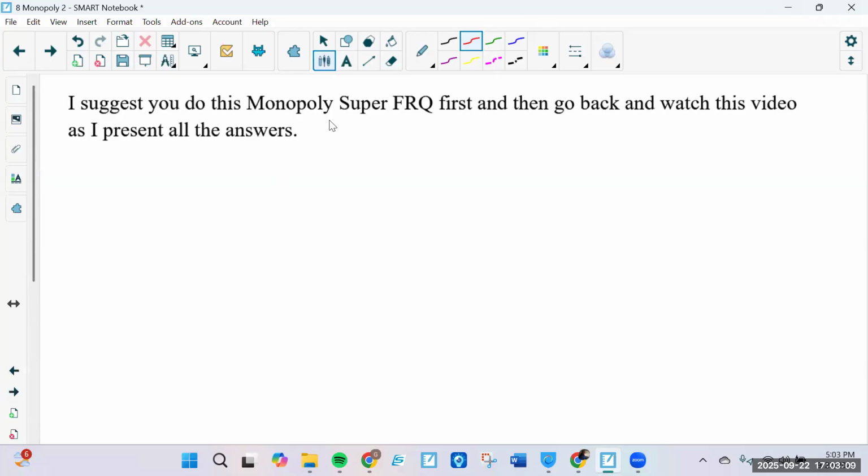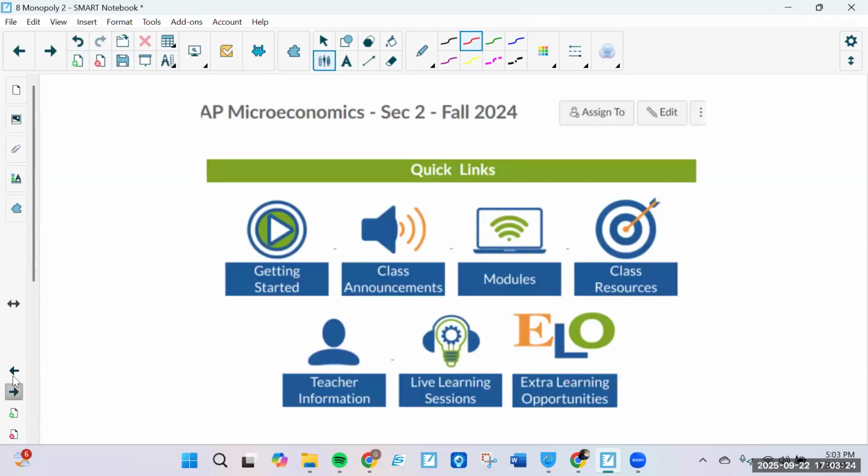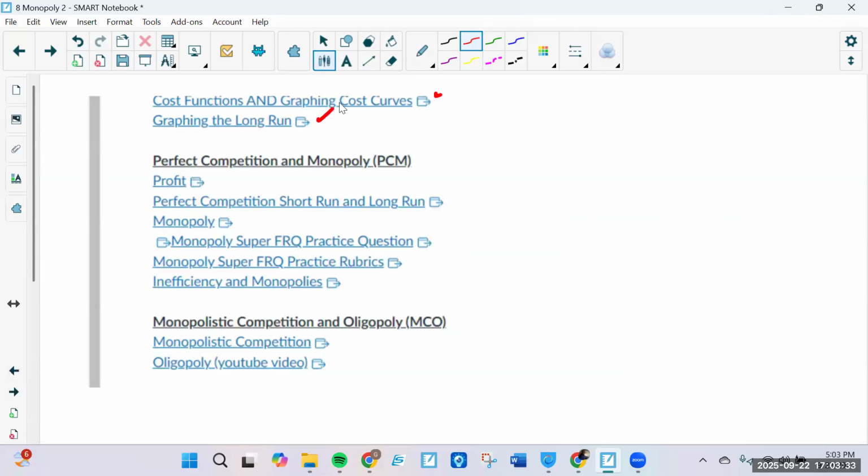So if you have not already done this super FRQ that I'm about to show you, go ahead and stop and do it, and then join me because I'm about to go over the answers. Now, where's this thing located? If you go to the class resources section, that's where all my notes are. These are all the notes that I hope you've been using all along. This is the Monopoly notes right there. Right below that is this Super FRQ, and then below that are the rubrics. I'm about to go over the rubrics, but the rubrics are also written out for you there. Hopefully you've been using them and printing them off in addition to these live learning sessions.